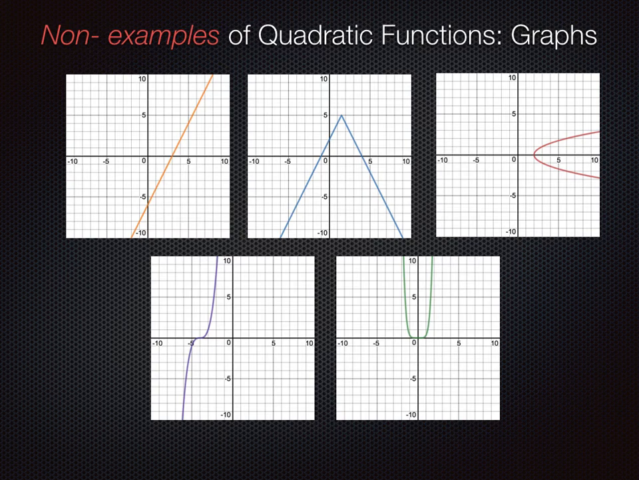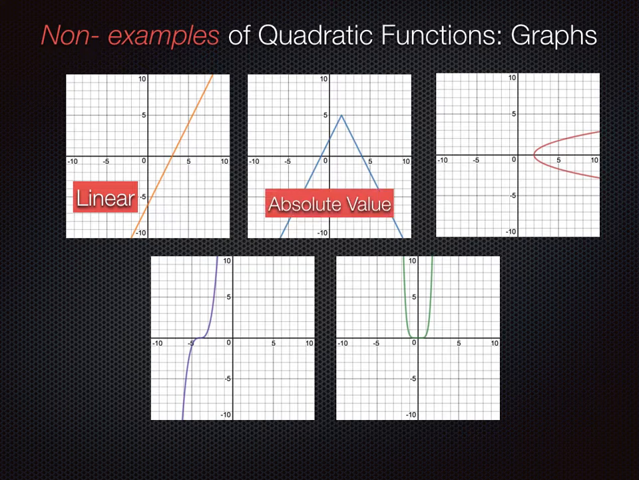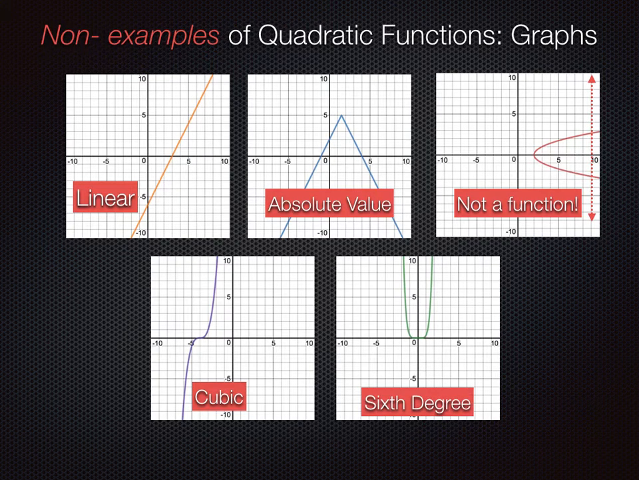Now the graphs that are not quadratic functions, so we'll call these non-examples. The first one here is linear. Then we have an absolute value function. This next one is not a function at all because it does not pass the vertical line test. Bottom left is called a cubic, and the bottom right, although it might look like a parabola, it's too flat on the bottom, so this is actually a 6th degree equation.